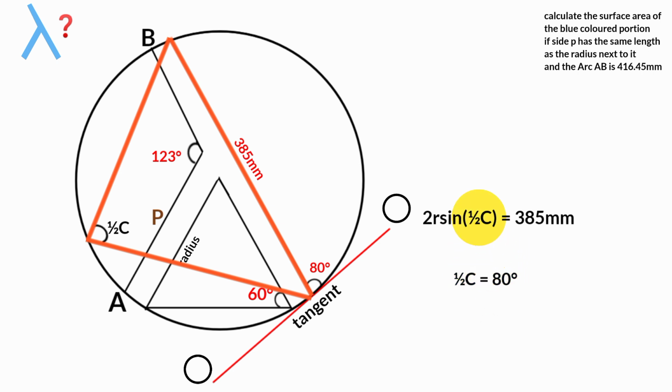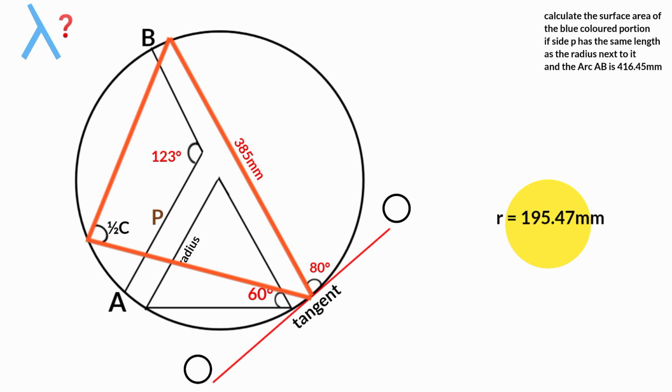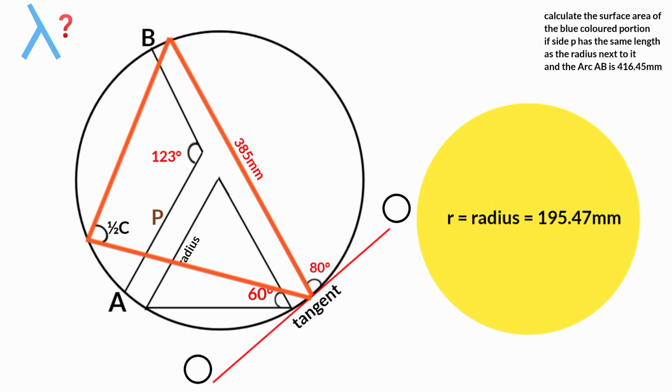So if we substitute here, 2r sine 80 degrees equals 385 millimeters. Dividing both sides by sine 80 degrees, here 2 cancels 2 and sine 80 degrees cancels sine 80 degrees. While here, 385 millimeters over 2 sine 80 degrees, if you press your calculator, is approximately 195.47 millimeters. So R, which is the radius, is 195.47 millimeters.